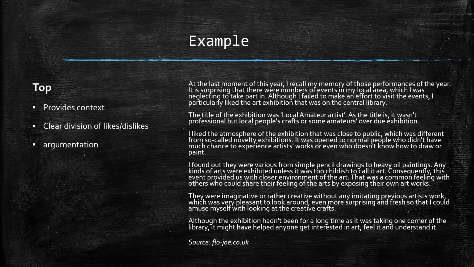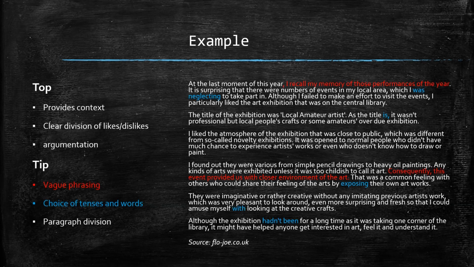Now, there are some things, though, that could have been improved in this text. I've highlighted a couple of things here, but first notice that some of the phrasing here was a bit vague. In the first paragraph, she uses the sentence, "I recall my memory of those performances of the year." I can understand what she means here, but the general phrasing is convoluted. Similarly, with a sentence like, "Consequently, this event provided us with closer environment of the arts." I'm not quite sure what the reviewer tried to say here.